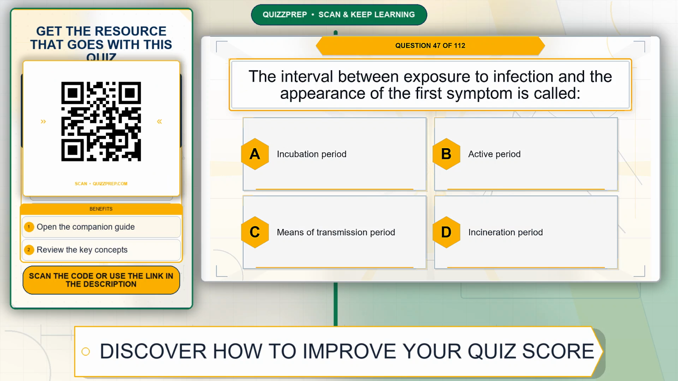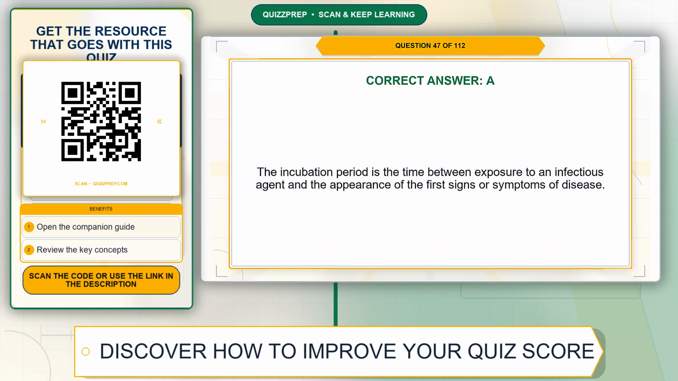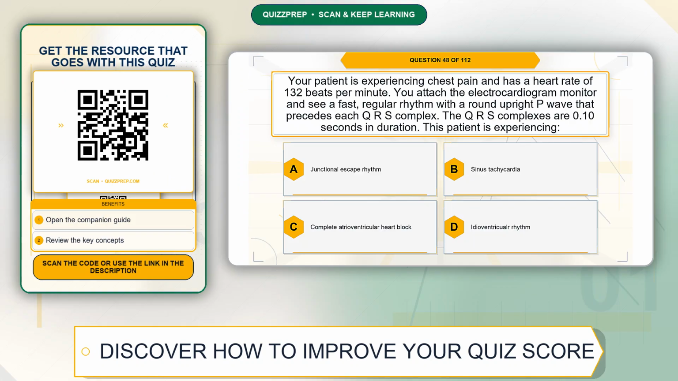Question 47. The interval between exposure to infection and the appearance of the first symptom is called: Option A, incubation period. Option B, active period. Option C, means of transmission period. Option D, incineration period. The correct answer is option A, incubation period. Explanation. The incubation period is the time between exposure to an infectious agent and the appearance of the first signs or symptoms of disease.